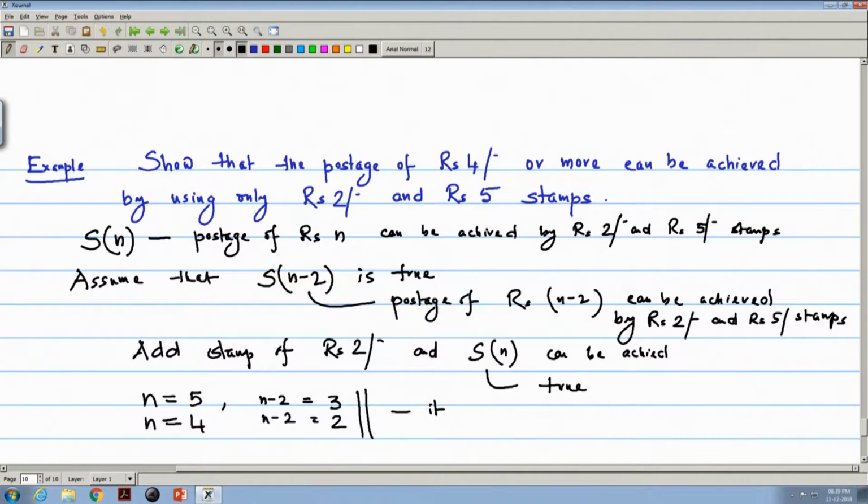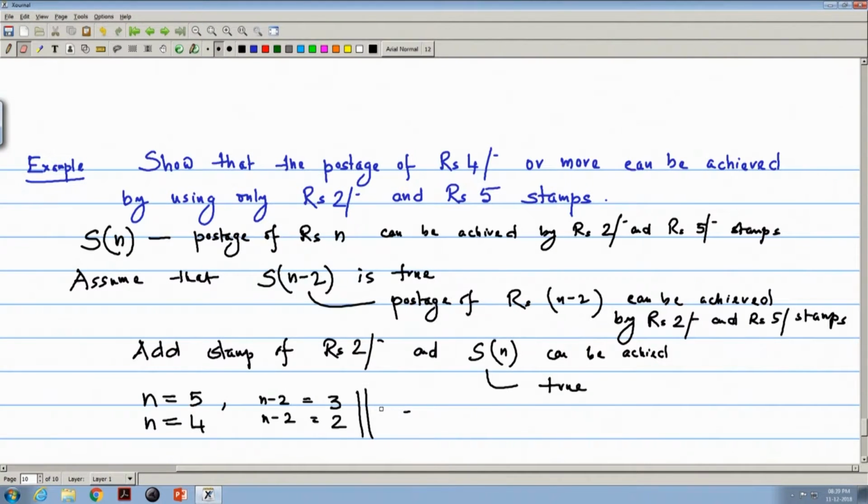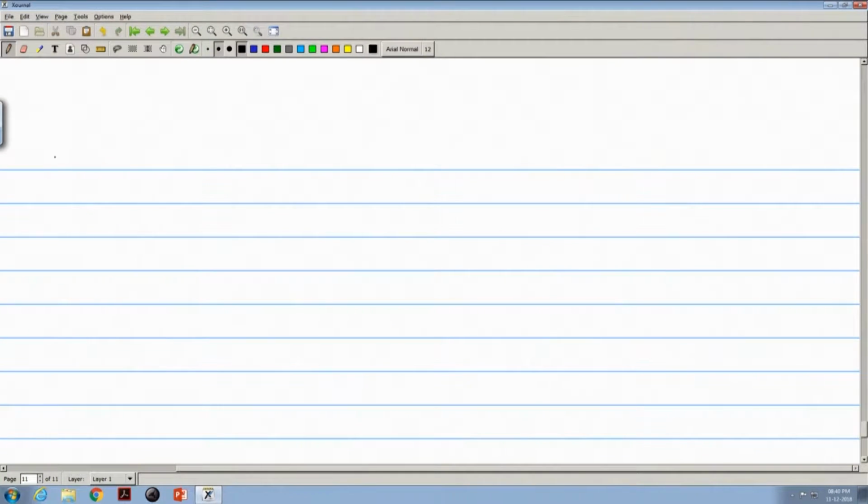So, here our n0, that means our basis step, is n0 equal to 4 and 5. We have to show separately that the statement is true for n equal to 4 and n equal to 5. So, this should be our basis step.